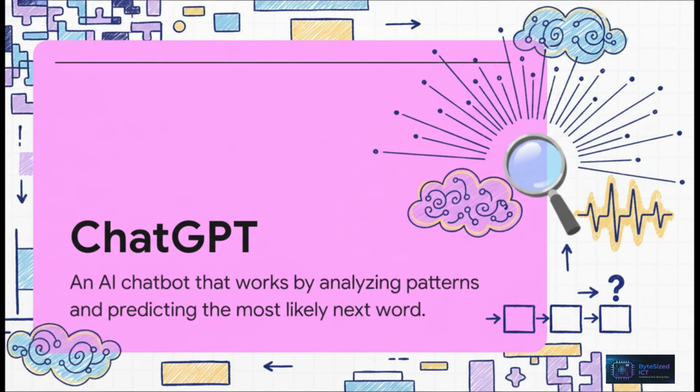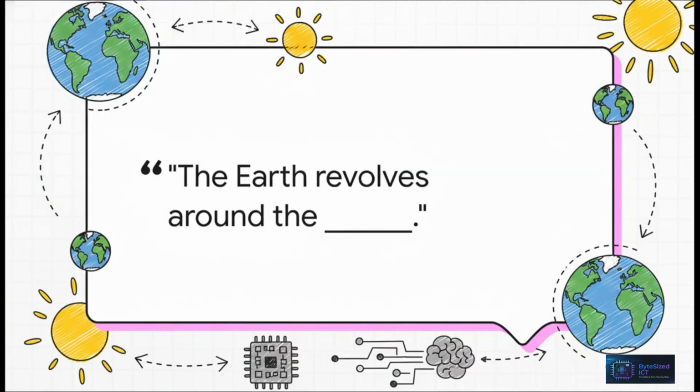The key thing to understand about ChatGPT is that it doesn't think like a human does. At its very core, it's an incredibly sophisticated pattern-matching machine. It's been trained on a colossal amount of text from the internet, and its main job is just to predict the most probable next word in any given sequence. For instance, by analyzing countless sentences, it's learned that after the phrase, "the Earth revolves around the," the most statistically likely word to pop up next is sun. It applies this exact same logic to everything, just on a massively complex scale.